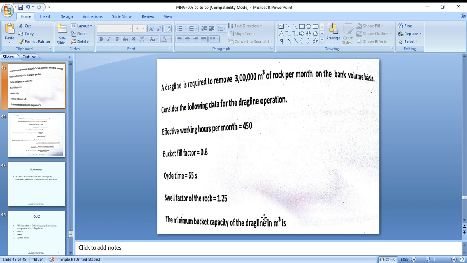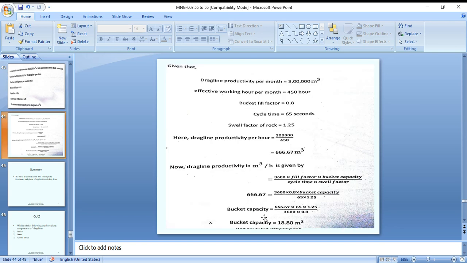For this we use a simple mathematical formula given here: 3600, the time in seconds, multiplied by the fill factor and the bucket capacity, divided by the cycle time into the swell factor. This gives the general productivity in cubic meters per hour for calculation purposes.